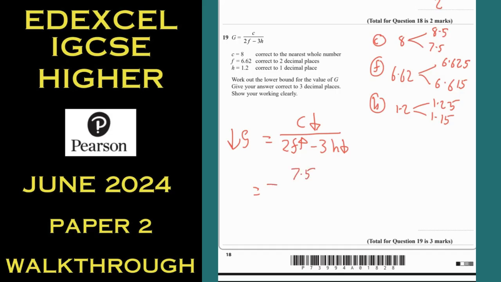So it's 7.5 on top, and on the bottom 2 lots of 6.625 minus 3 lots of 1.15. Do make sure you stick in brackets. Double them up if you don't. Get 75 over 98, but it wants 3 dp's. 0.7653 and so on becomes 0.765.